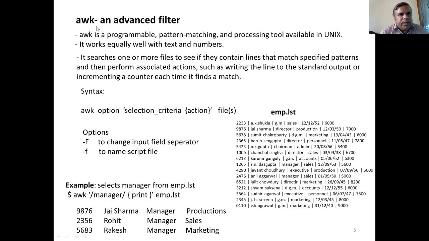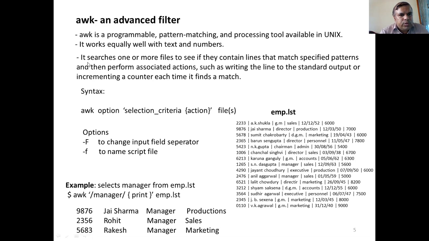Then the next command, the AWK command. It is an advanced filter, and it can combine several filters together. So what is AWK? AWK is named after its three authors, Aho, Weinberger, and Kernighan. AWK is a programmable pattern matching and processing tool available in Unix. It works equally well with text and numbers. It is a pattern scanning and processing tool used for data extraction and reporting.